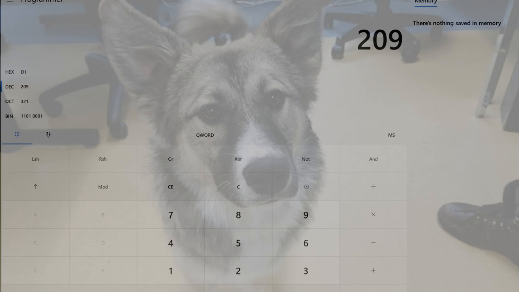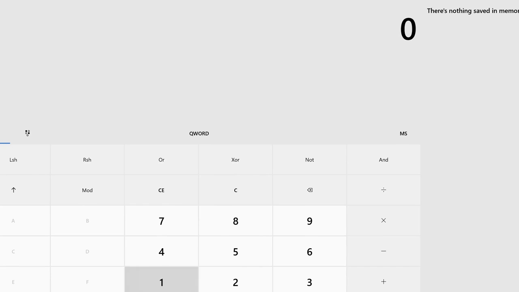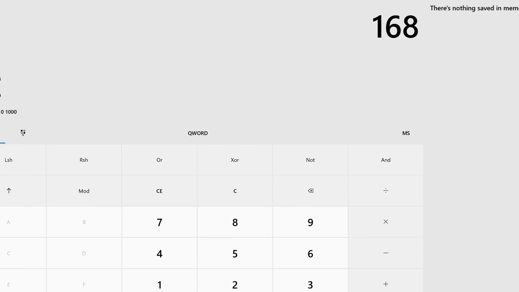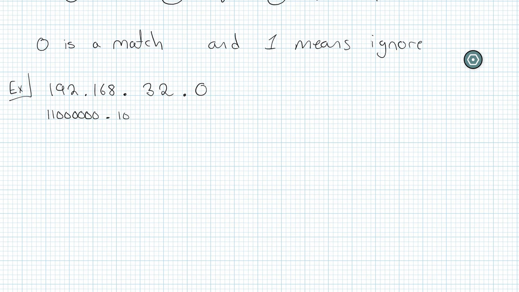11000000. 168, I'm not quite sure what that is. I'll switch to my calculator. And there I can see that it's 10101000. So 10101000. I know that 32 is going to be like so. And then zeros is all zeros. So that one's nice and easy.